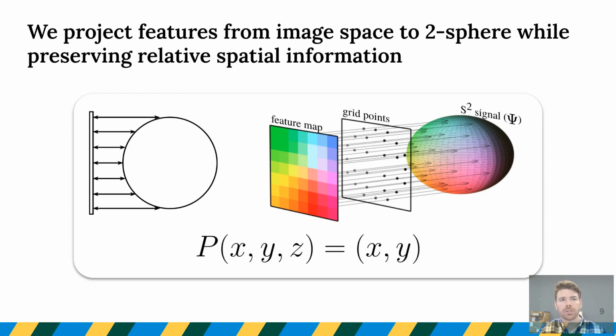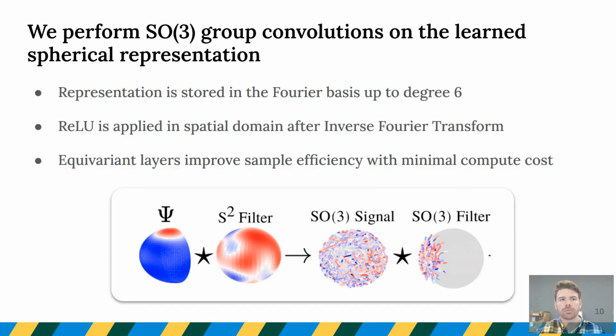We project learned features from image space to the 2-sphere using an orthographic projection illustrated here. The projection is simple and maintains spatial relationships encoded in the feature map. We will show later that this projection achieves higher performance than alternatives.